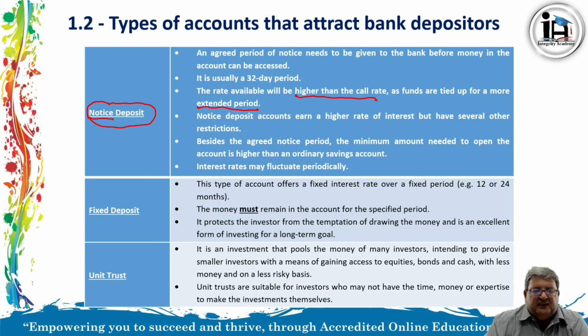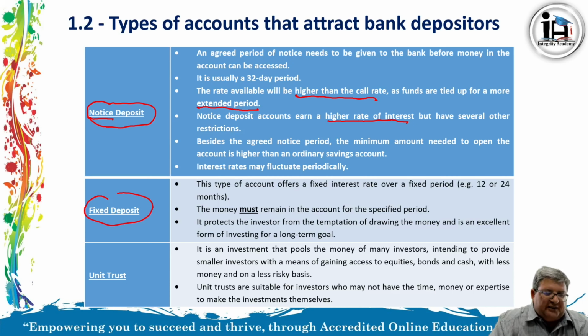But notice deposit accounts earn a higher rate of interest, but have several other restrictions. Besides the agreed notice period, the minimum amount needed to open an account is higher than an ordinary savings account, and interest rates may fluctuate periodically. You will see later on that you can give notice, but then you pay penalties, but we'll get to that later.